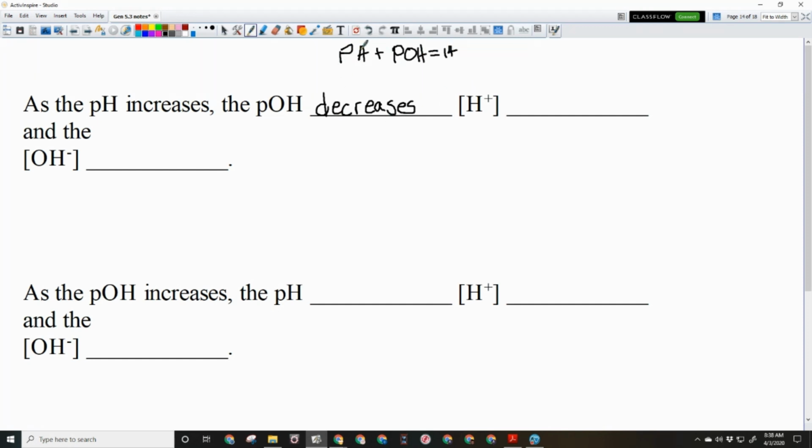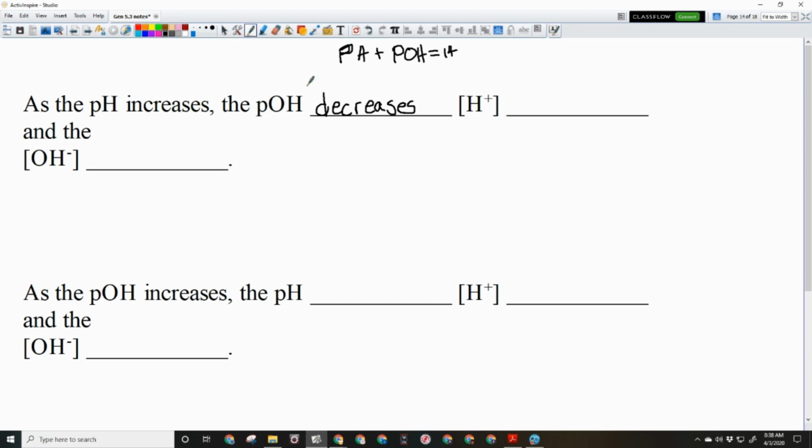So as our pH increases, this is going to decrease. If this is 9, this is going to be 5. If this is 10, this is going to be 4. If this is 11, this is going to be 3. So as this pH increases, pOH decreases. Okay.